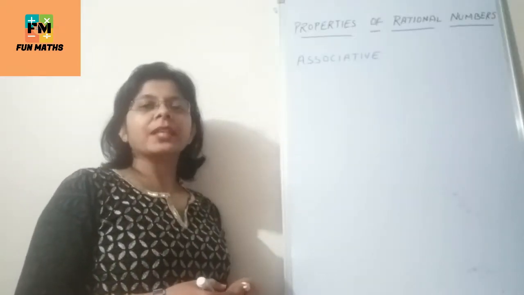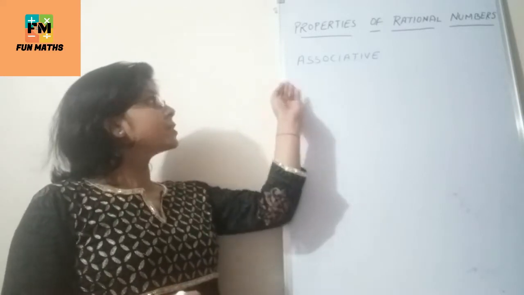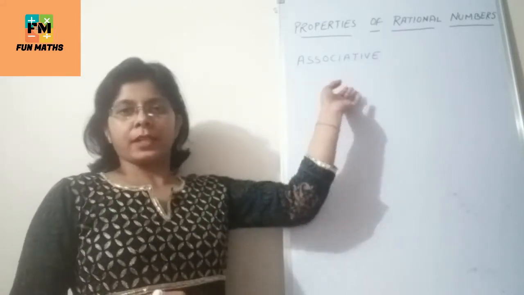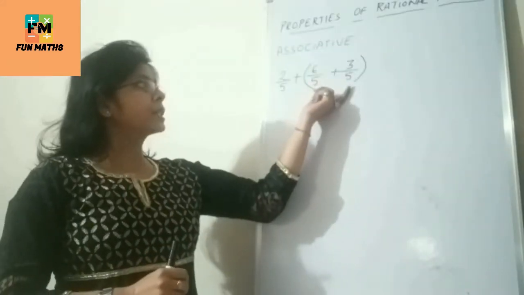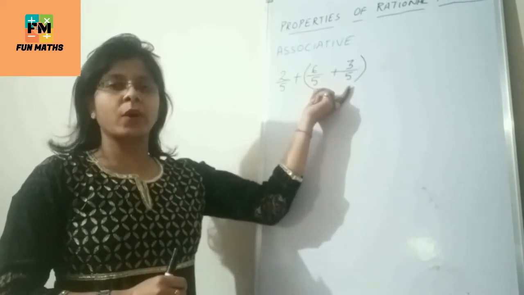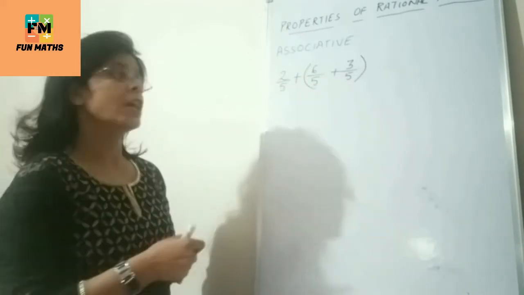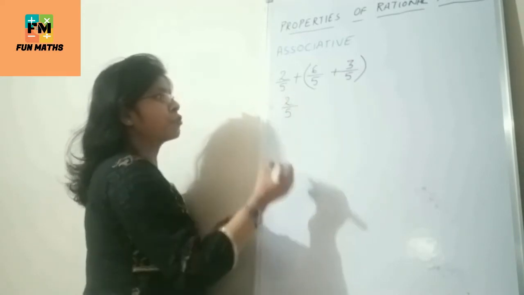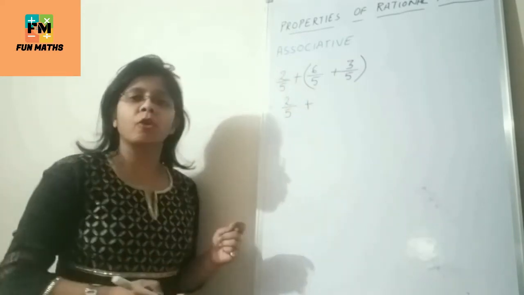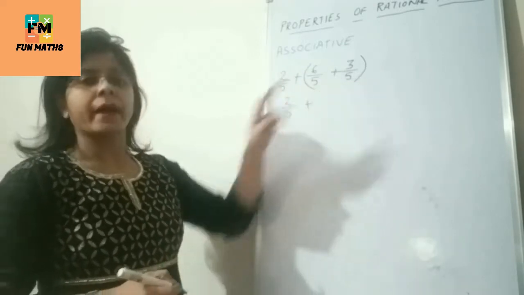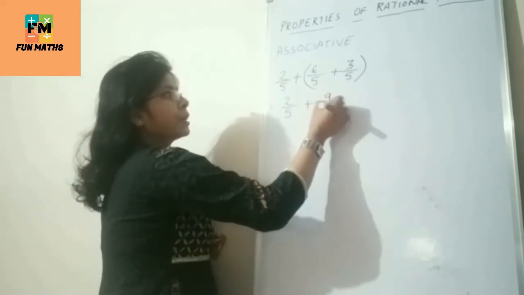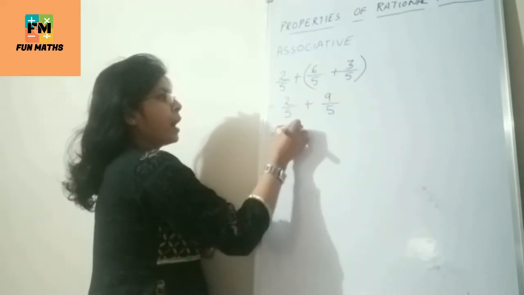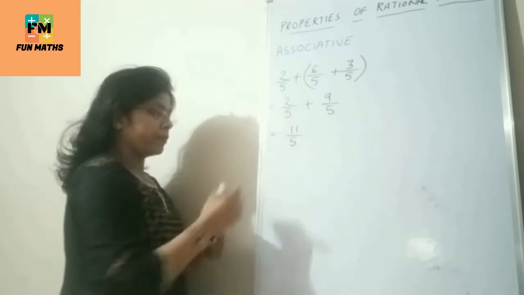Now let's start with the next property, which is the associative property. I am keeping these two numbers in one group, in one bracket, and this number separately. So when we solve this, I will be writing the first number separately, 2 by 5, and then as per the BODMAS rule, we will be solving the brackets first. So that would be 9 by 5. Now when you add this, it would be 11 by 5, right?